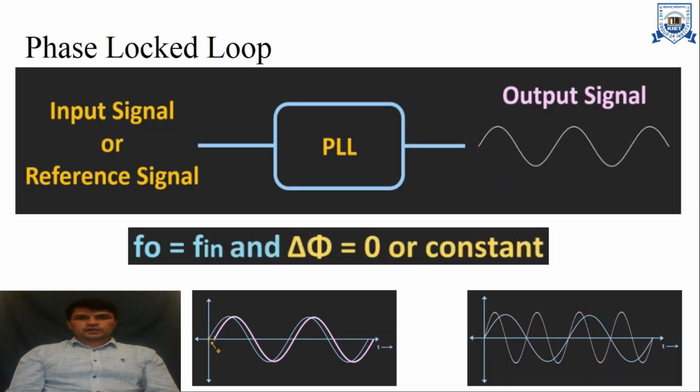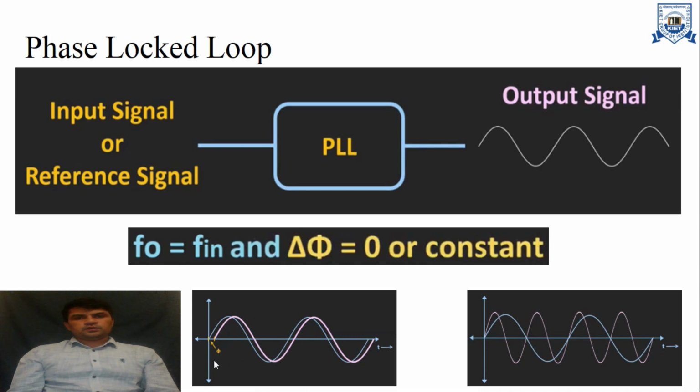Here is the block diagram. Here we have the input signal or reference signal. Here is our PLL, phase locked loop. Here is the output signal. In this, our output frequency should be equal to the input frequency. There is no phase difference, means delta phi is equal to 0 or constant.